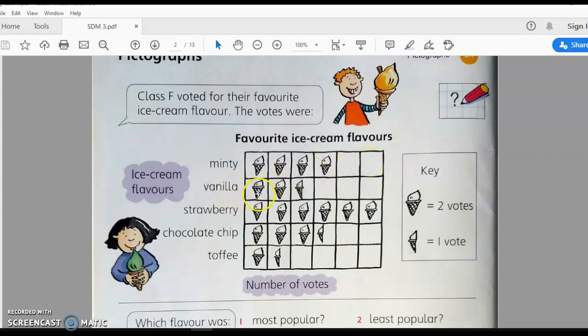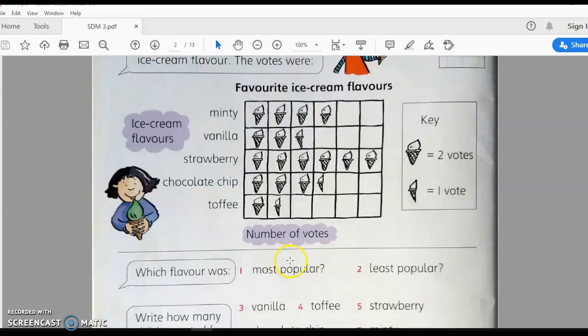The vanilla had 2, 4. What about this half over here? It means 1. So 2, 4 plus 1. Over here we're counting in 2s, and here we're counting in 1s. 2 plus 2 makes 4, plus 1, 5. Strawberry, 2, 4, 6, 8, 10, 12. 12 votes. Chocolate chip, 2, 4, 6, 7. Okay, because this is just 1. And toffee, 2, 3. Okay, because this is just 1.